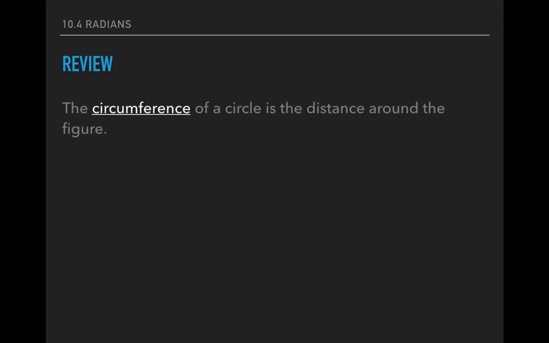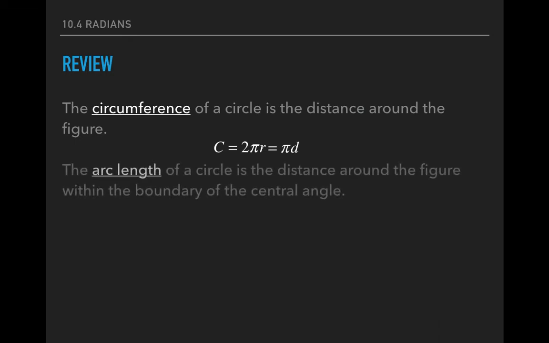I want to review a little bit of our understanding of circles. There's a term called circumference, and circumference of a circle is just the distance around that figure. It is the formula C for circumference equals 2 pi r, or you could write it pi d. R represents radius and D represents diameter. Now another term, probably less familiar but really important in our lesson today, is arc length. An arc length of a circle is just the distance around the figure, but it's not the whole figure, it's just within the boundary of a central angle.